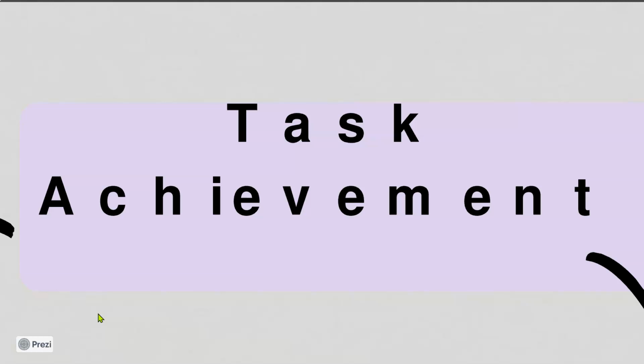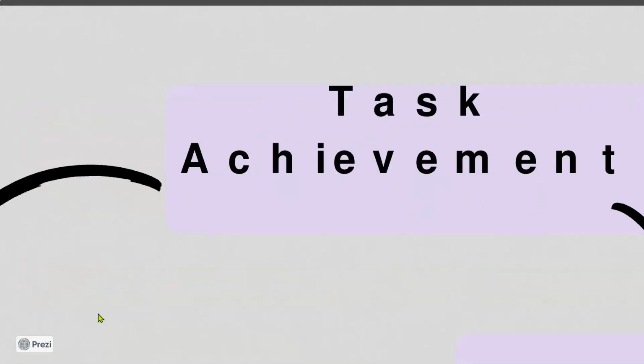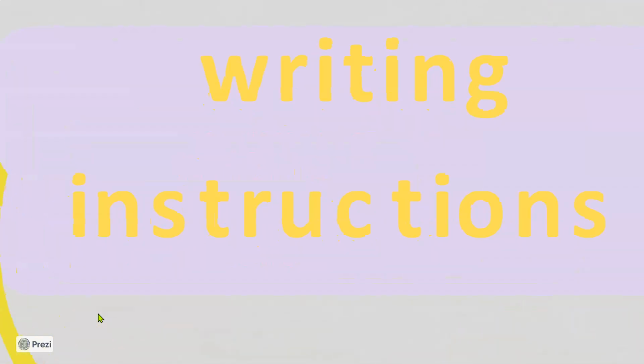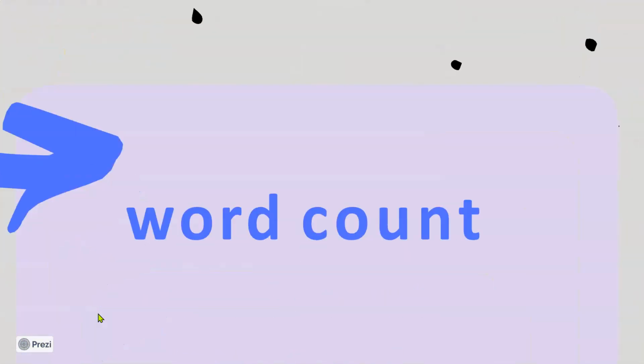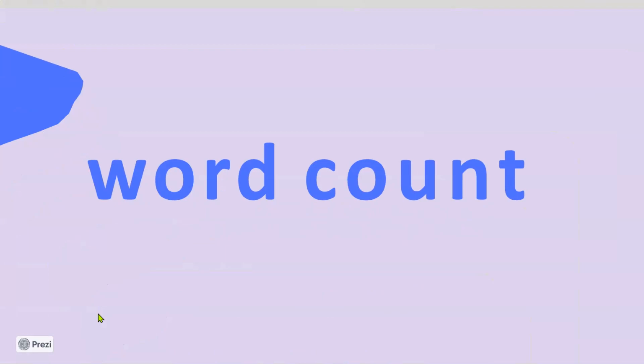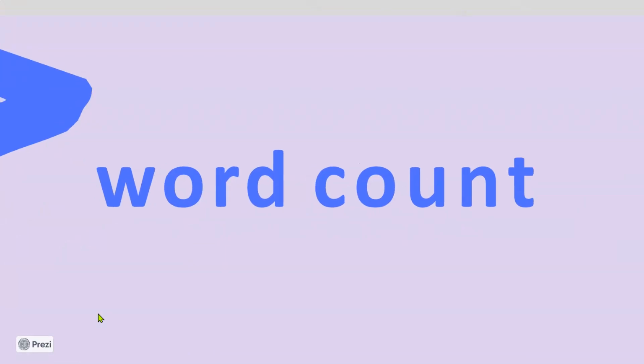And as I said before, the Task Achieve focuses on three main features. The first is the writing instruction, the writing prompt, and the word count. Let's start off with the easiest one, which is the word count. Really, you're looking for a number, and in the question, there will be a limit of a minimum word count, and this is what we go for from now on.